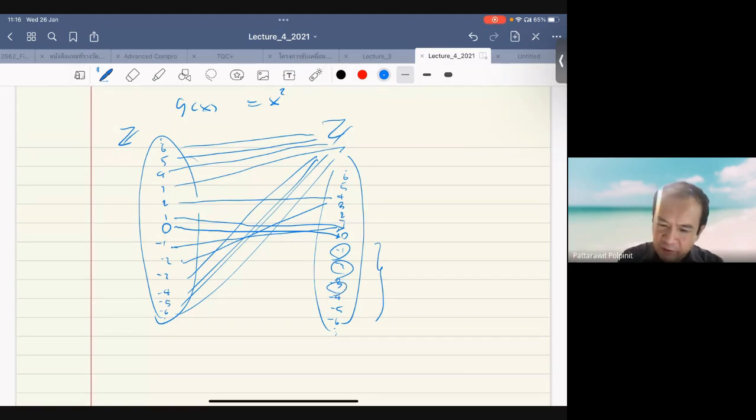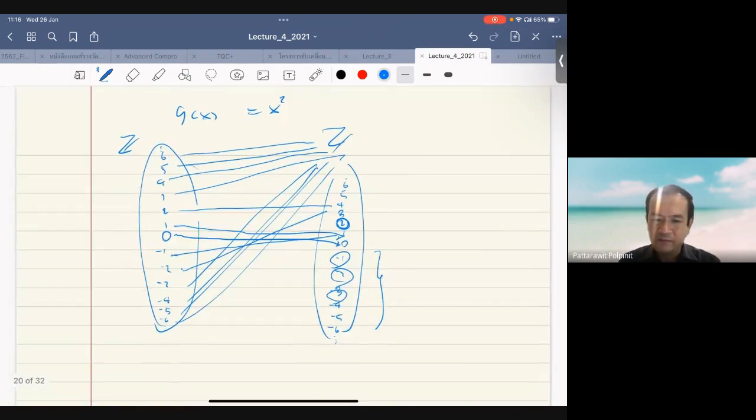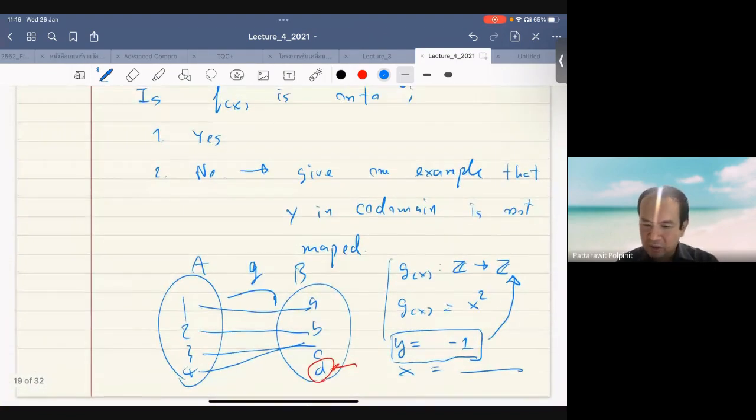You can even find y equal to 2. You will not find any x value that is to the power 2, an integer number that is to the power 2, and then you get 2. It's not possible, right? So this one is not true. Okay, so to answer not onto, just give one example.